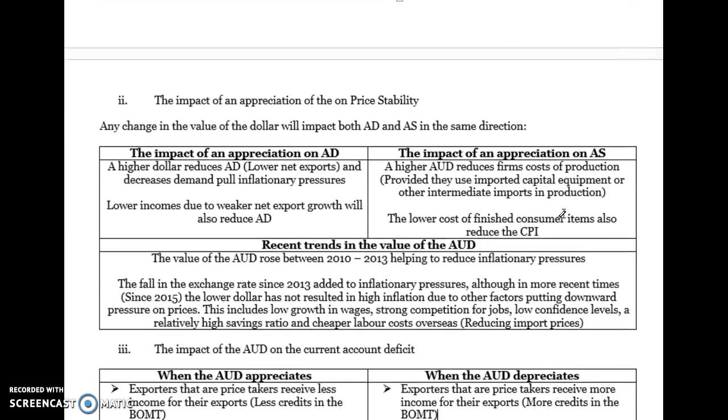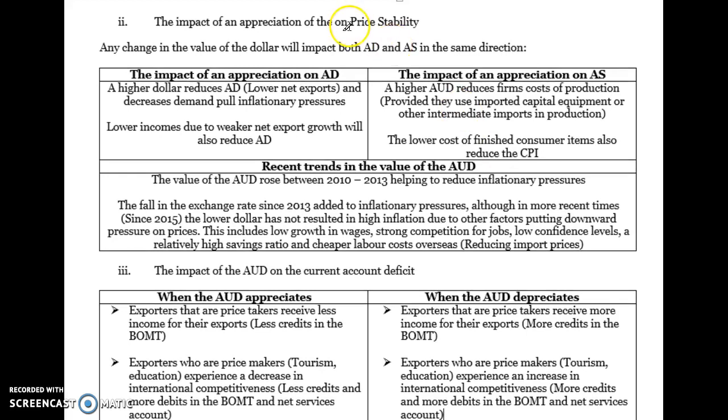In terms of the impact on price stability, again, we've sort of covered this in other chapters, but an appreciation helps to reduce net exports and therefore reduce demand pull inflationary pressures, and it also leads to weaker, lower incomes which reduce demand as well. From the impact on the supply side, an appreciation is the opposite. So if we have an appreciating dollar, that should help to reduce the cost of production for businesses using imported capital, and again will help to reduce the CPI.